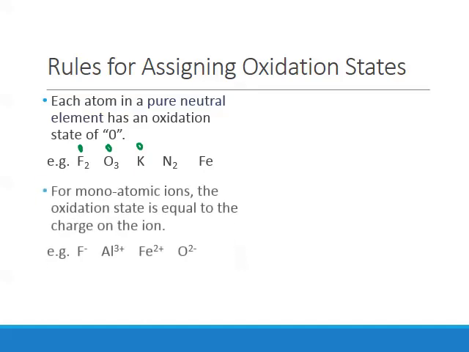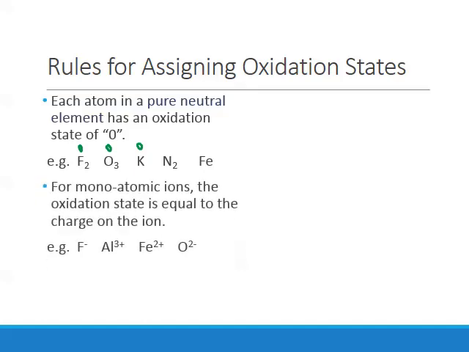The second rule is also relatively straightforward. If you see a monoatomic ion, so now not just the symbol of an element, but there's a charge beside the symbol to indicate that it's an ion, okay, a charged atom. Monoatomic because it's got one atom in the formula. Now the oxidation state is equal to the charge on that ion.